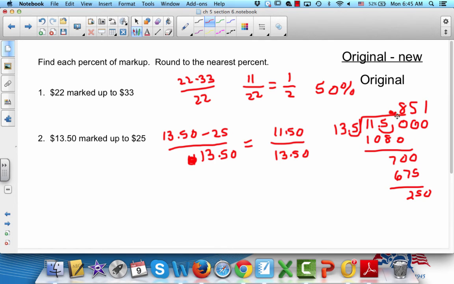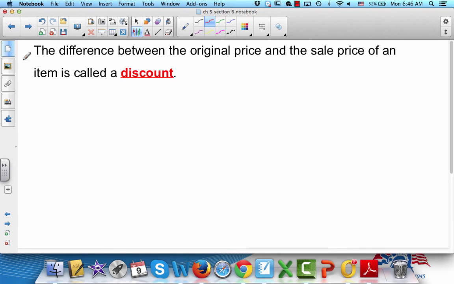Now we bring the decimal over 2 places. We've got 85.1%. Round to the nearest percent, which is right here. Look at the 1, it's 4 or below. That means we leave it like it is, and our answer is 85%. I hope that's what you got. All right, now another one.